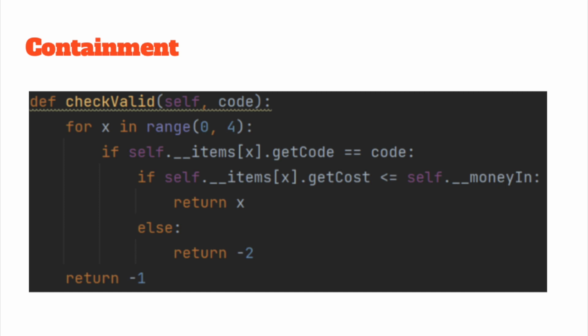So if self dot items bracket x, this is the array, dot get code equals the code that the user has entered, then we're going to check if items array x's cost is less than or equal to the money in, then we return x, which is the index back. Else we return -2 because it's not going to meet either of those. Or outside the loop, we're going to return -1 because we checked all 4 items in the array and the code didn't match, therefore it's invalid, which was -1.